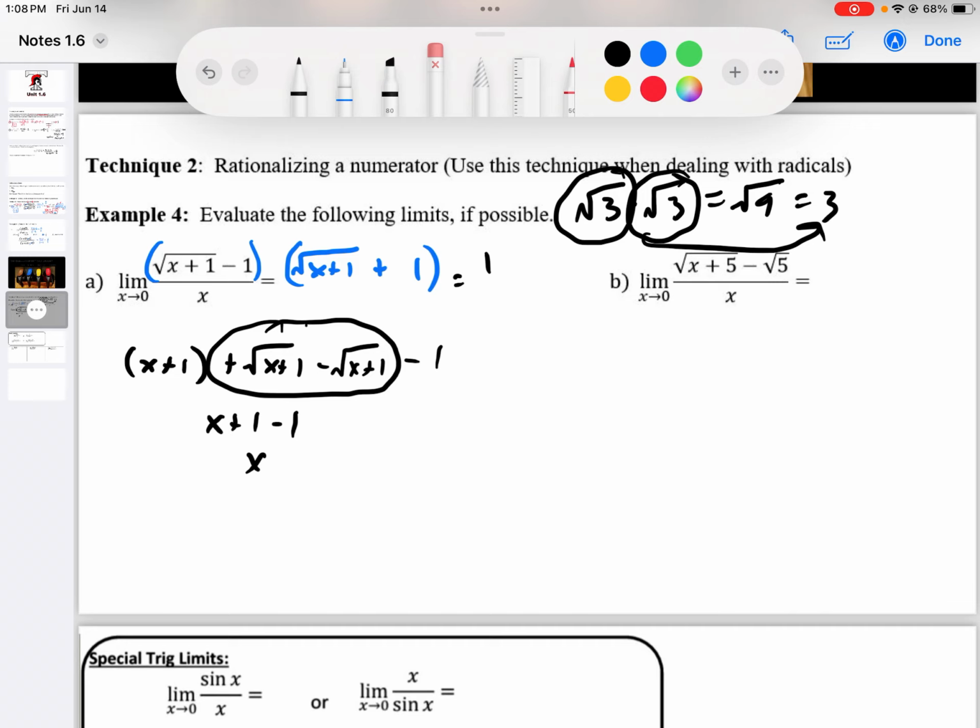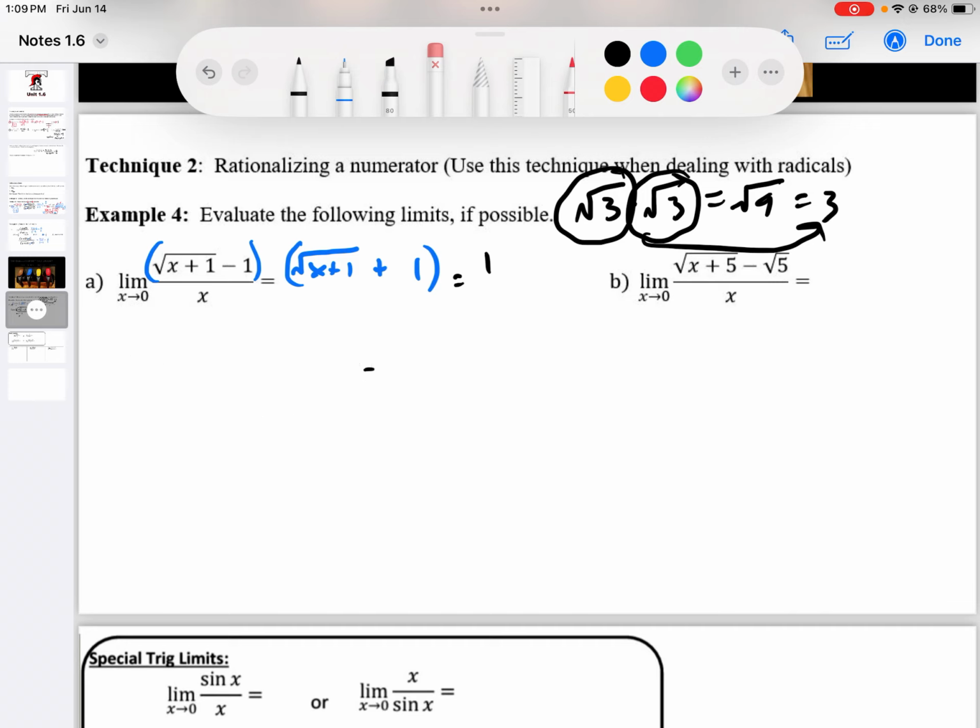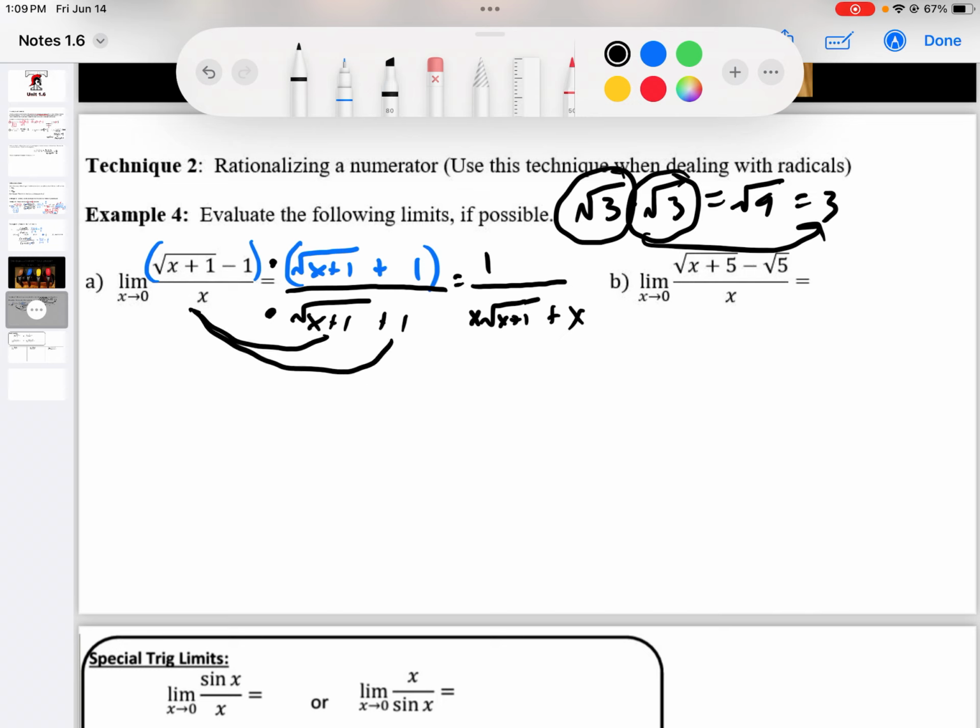But remember, when you're rationalizing, I can't just multiply the top by something, because that changes the value, right? I have to multiply the top and the bottom by the same thing. Now this is just multiplying by 1, because a number divided by itself is just 1. So it doesn't change the value, it just makes it look different. So I have x times the square root of x plus 1 over x. Just multiplying x times both of those things.